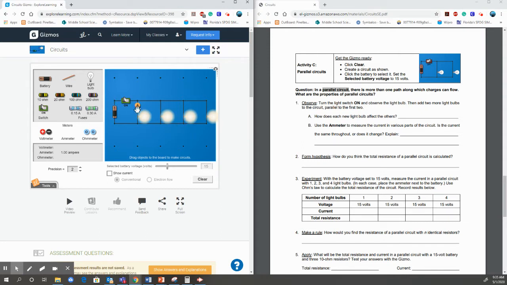And then we want to check the current on each branch. So we have 1 amp, 1 amp, 1 amp, and 1 amp on each branch of the circuit. So how do the branches tell you the total? Well, you add them up. 1 plus 1 plus 1 plus 1 equals 4, the total amps in the circuit.